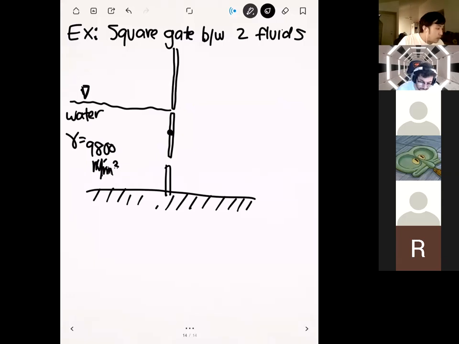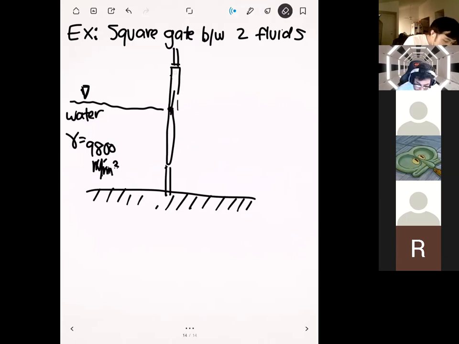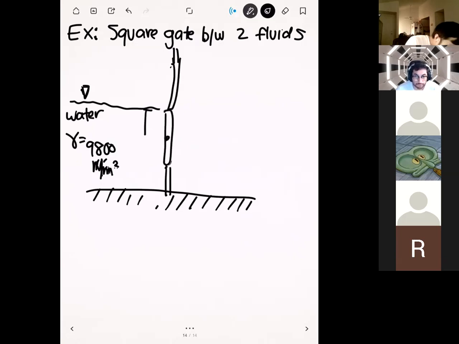On the water side, we actually know the depth. Well, I kind of drew this incorrectly. Sorry about that. The depth of the water goes up to the hinge of the gate. Oh, wait a second, I had it right the first time. Sorry about that. The depth of the water to the centroid of this gate is known. So this is 1.5 meters.